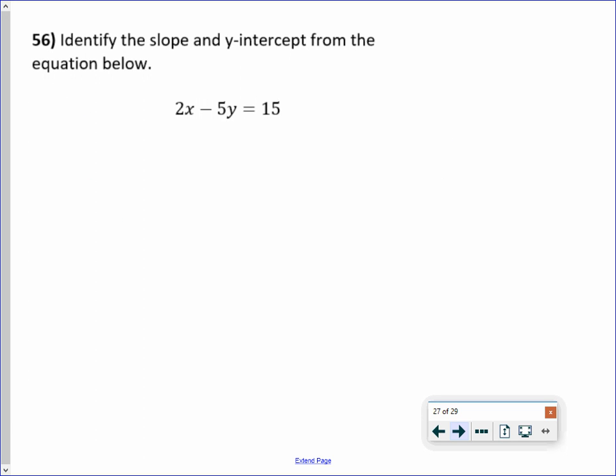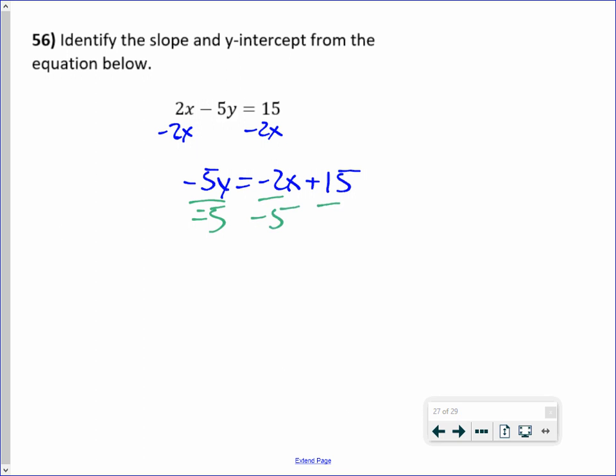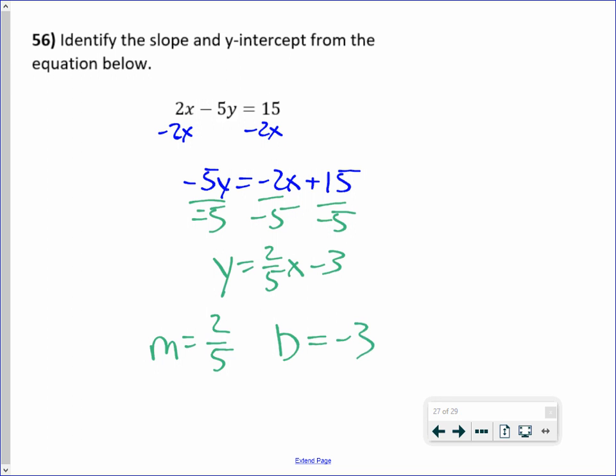All right, and so these last two are the same thing. They're just solving for y. Instead of graphing it, we just have to mathematically figure out what the slope and y-intercept is. And so to do that, we just solve for y, and you'll get y equals 2/5 x minus 3. So the slope is 2/5, and the y-intercept is -3. So this is slope, and this is y-intercept.